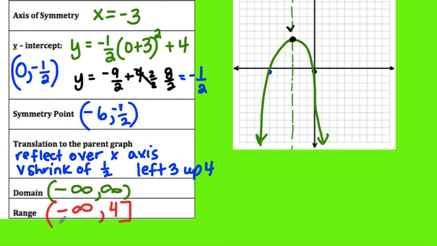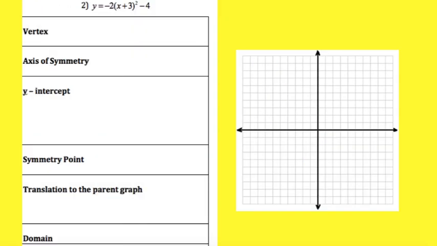All right, so that should have been 2 great examples for you. So I'd like you to go ahead and try example 2, and we'll go over it in class tomorrow. You also need to watch video 2 once you've done that. So do the graph and then go on to the short video 2.